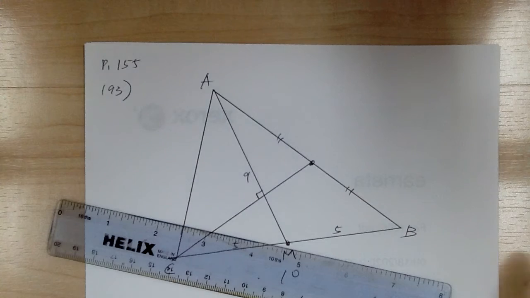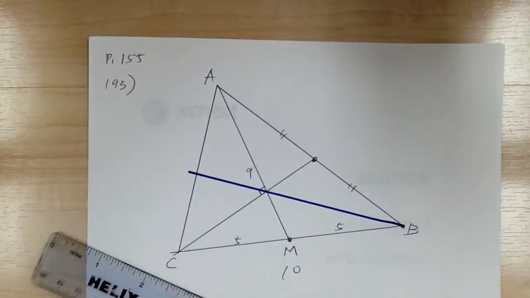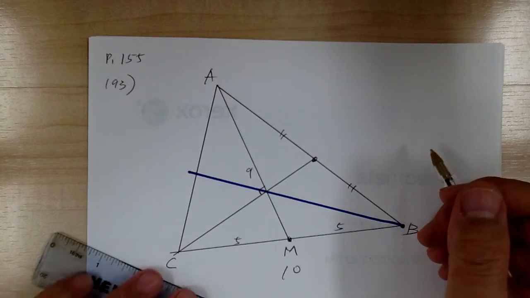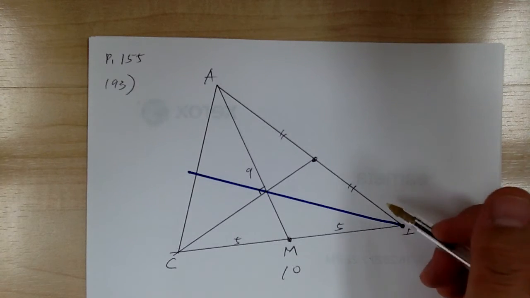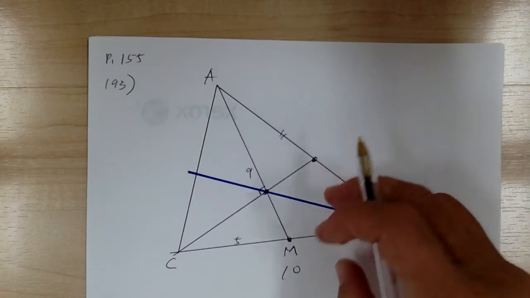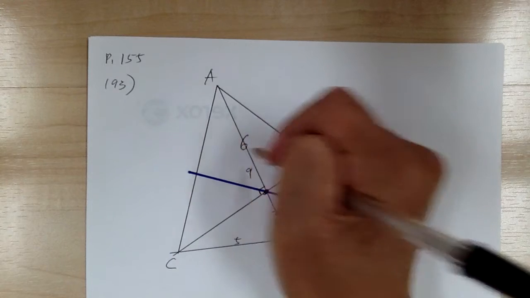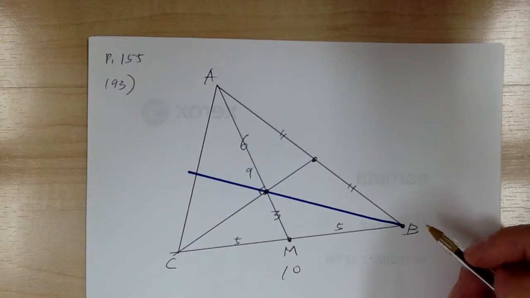So you're looking for the third median. You're looking for the length of this one right over here. One thing you need to realize is that all three medians will meet in one point, and a median will be divided into a ratio of 1 to 2. So if this is 9, this would be a 3, and this would be a 6.